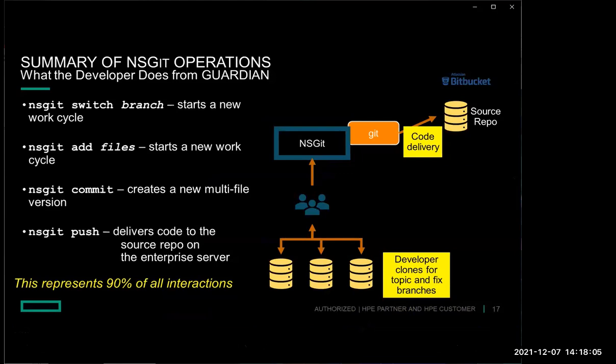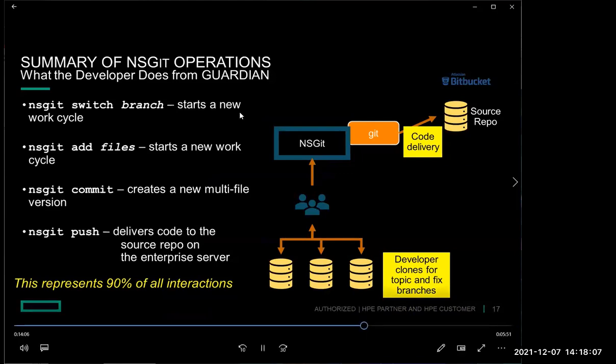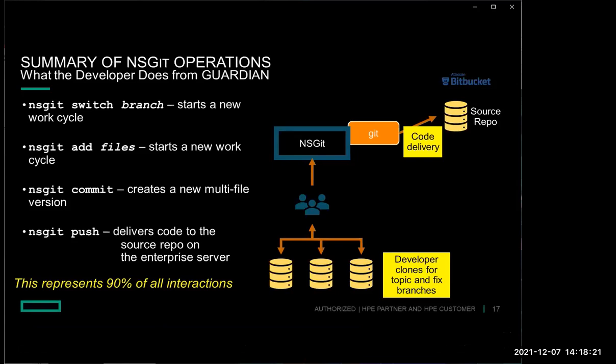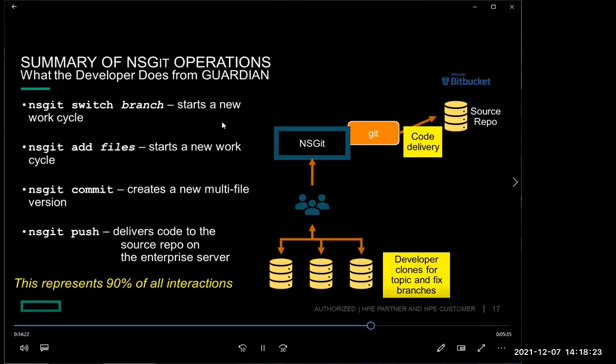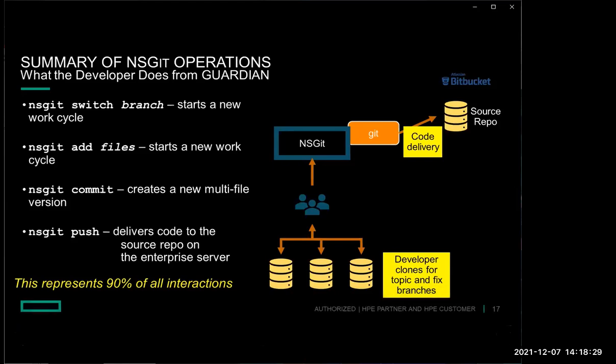The switch command allows a developer to start working on a new thing. So a new feature, a new bug fix. It also allows a developer to change context. So, you're working on an enhancement that's taking 3 weeks, but suddenly you've got a fix. You've got to do a bug fix. So the switch command is used to switch over to a bug fix branch, allowing you to do your bug fix, deliver it, and then you can switch back to what you were working on before. And NSGit keeps track of all this for you. You don't have to remember what files I was working on, because NSGit takes care of that.